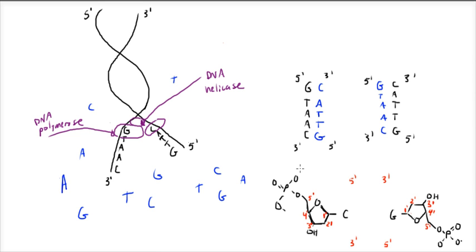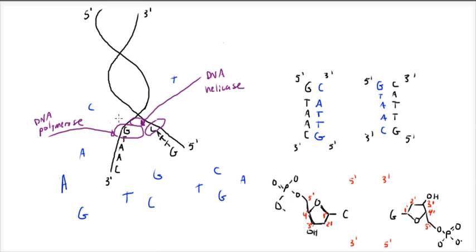the top. On the other strand, it's the 3' carbon that's on the top and the 5' carbon that's on the bottom, but the phosphate's now on the bottom. So we can say that one strand is 5' to 3' and the other strand is 3' to 5'. So in my little picture here, I have one 5' to 3' and one 3' to 5' strand.